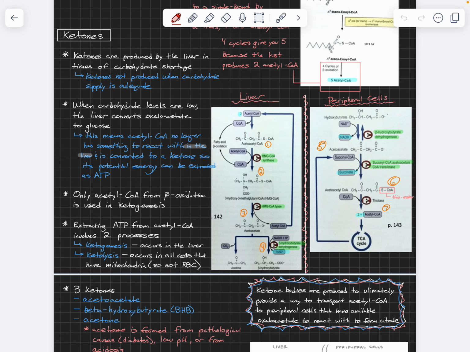So, talking about ketone bodies, ketones are produced by the liver in times of carbohydrate shortage. It's basically saying that if we do not have a large source of carbohydrates present, we are going to start producing ketone bodies, and you'll see this a lot on keto diets by reducing your carbohydrate intake. And honestly, if it's taken to the extreme, it is not that great for you. You will go into a state of ketoacidosis, which we'll talk about in a second.